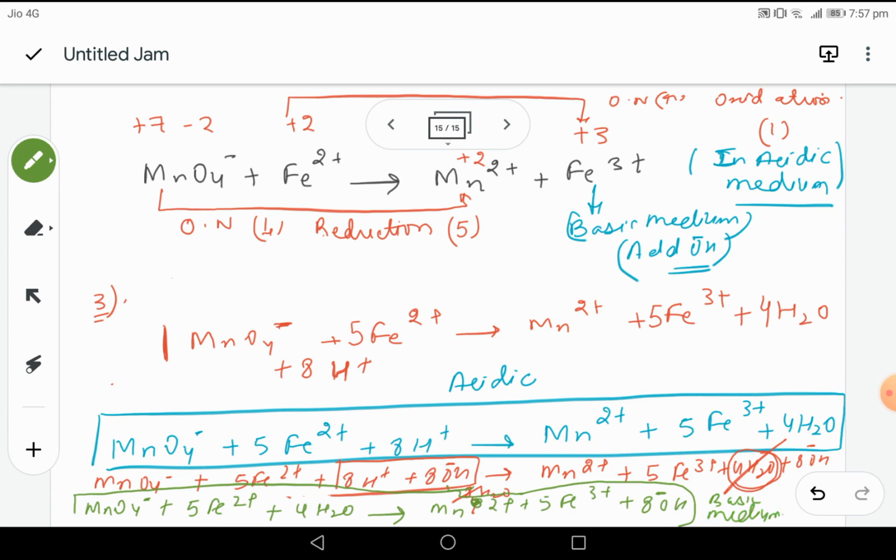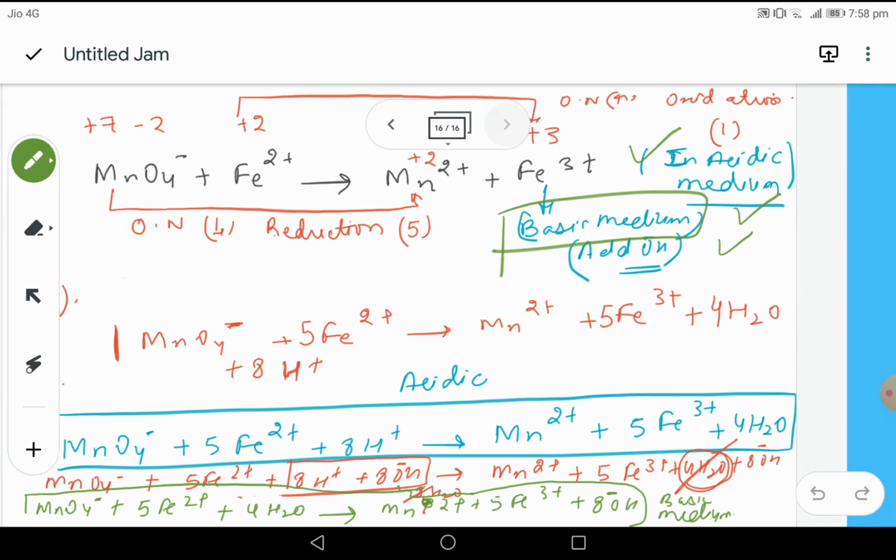So what we have understood, that the same reaction can be balanced in the acidic medium, and that acidic medium can be changed into basic medium by just adding OH negative ions, right? I hope you have understood from the video.